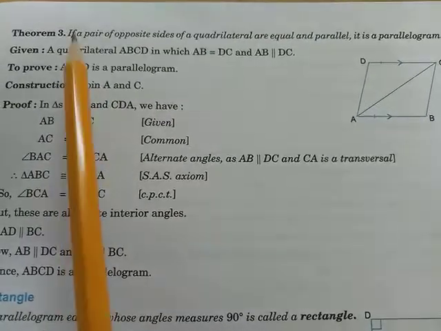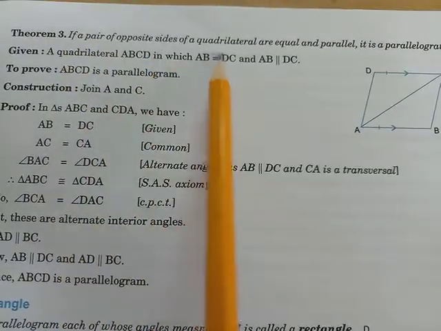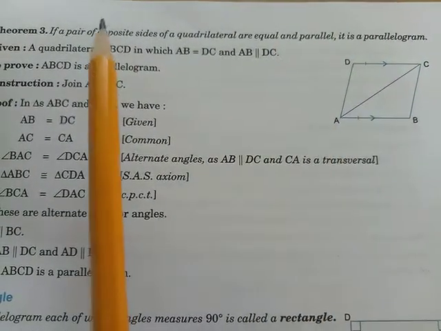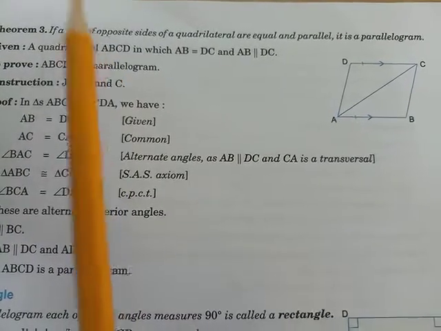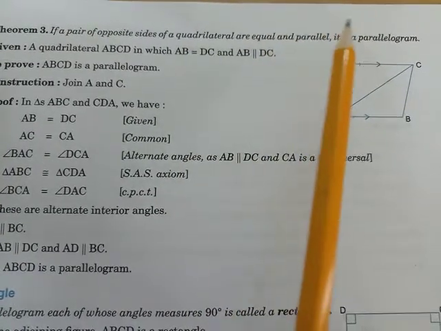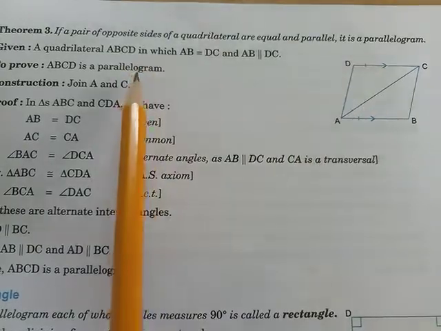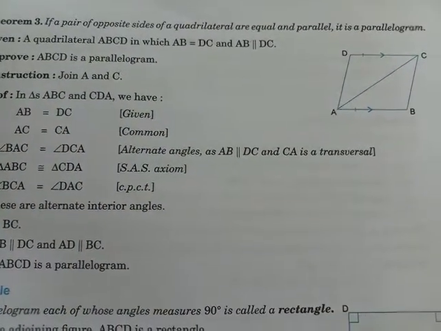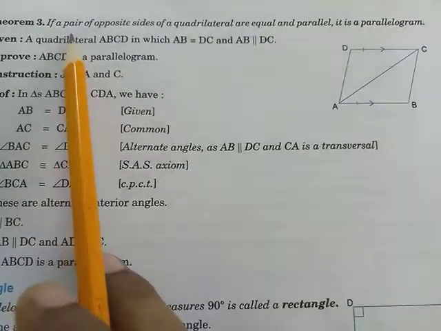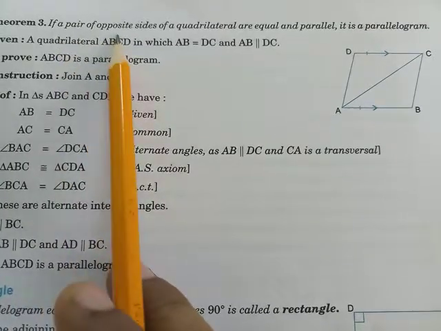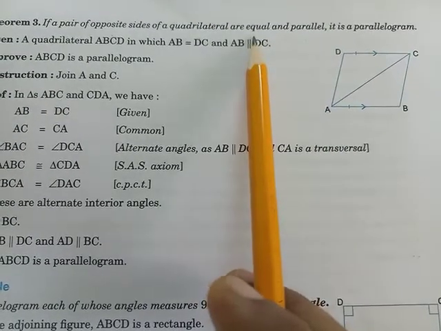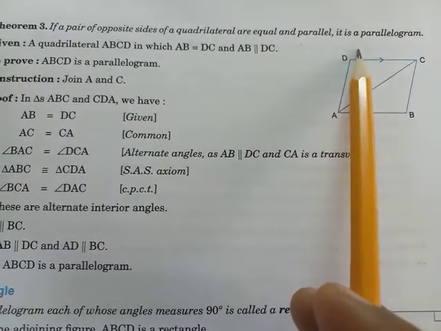Now I discuss theorem number 3. If a pair of opposite sides of a quadrilateral are equal and parallel, it is a parallelogram. Here we are given that only one pair of opposite sides of a quadrilateral is parallel and equal, then also it is a parallelogram. Students, this is a very important theorem because it forms the base of many questions in the senior classes. So do remember, if we have only one pair of opposite sides of a quadrilateral parallel as well as equal, then it is a parallelogram.